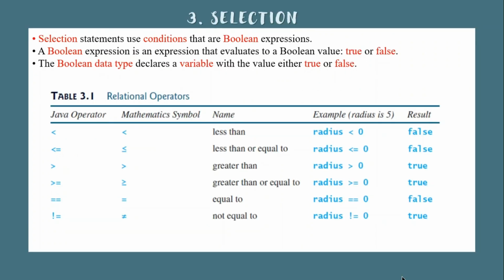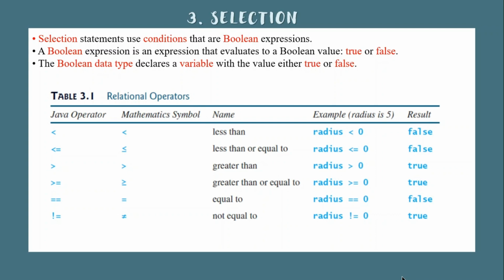Our third chapter is about selection statements and their types, and how we can use them in Java and their syntax. So, first, selection statements use conditions that are Boolean expressions. So, we know what is a Boolean expression or Boolean variable. It is the expression or the variable that has only two values, either true or false. Okay, and also, as I said, it can be a variable because of the Boolean data type, and it declares a variable with the value either true or false.